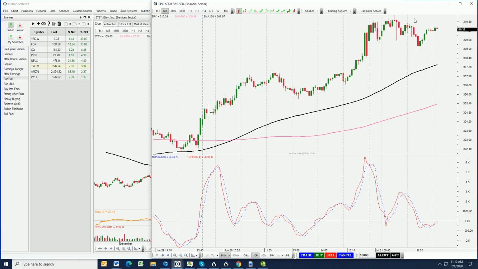ADP was better than expected. ISM was better than expected. So I think that we're looking at probably a positive move tomorrow, Thursday, and then a pretty quiet Monday when we come back. So that's how I see things playing out right now.